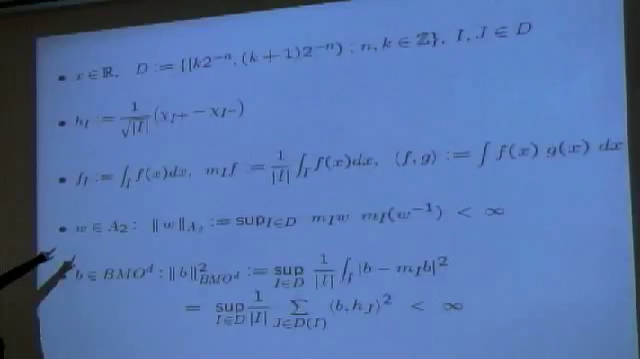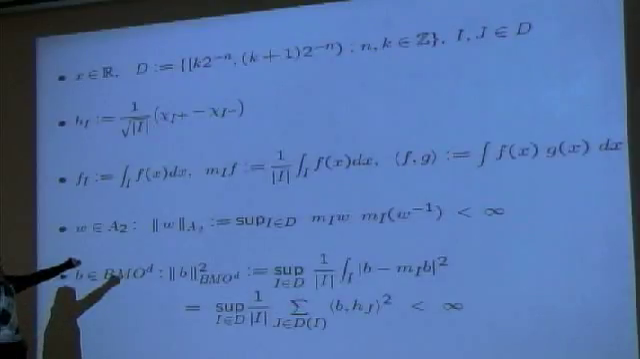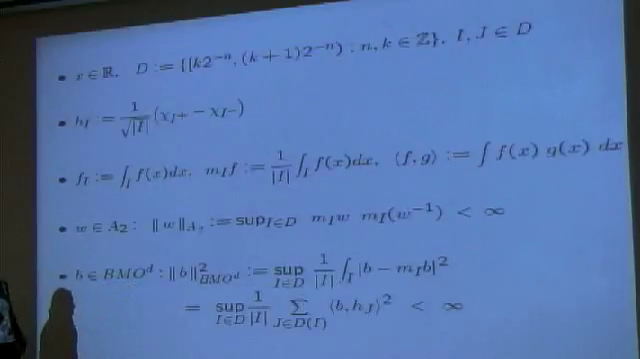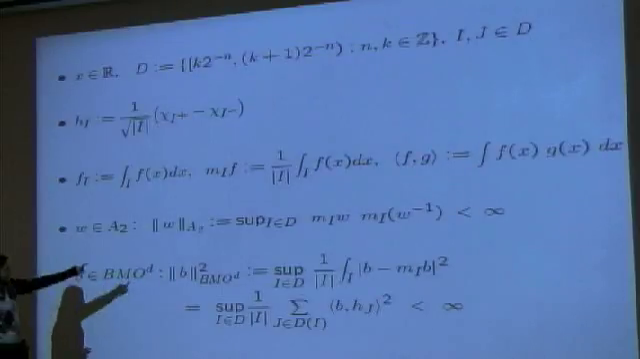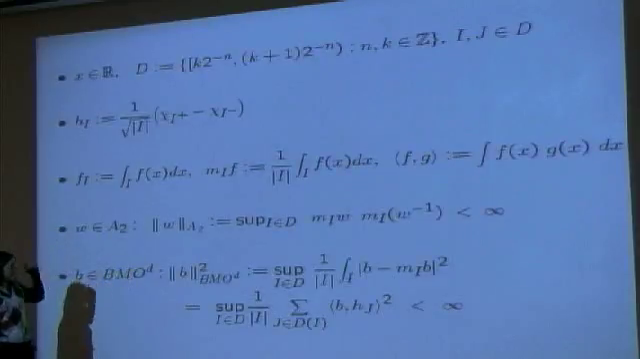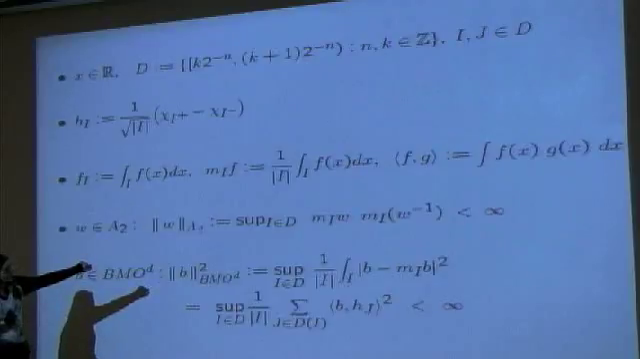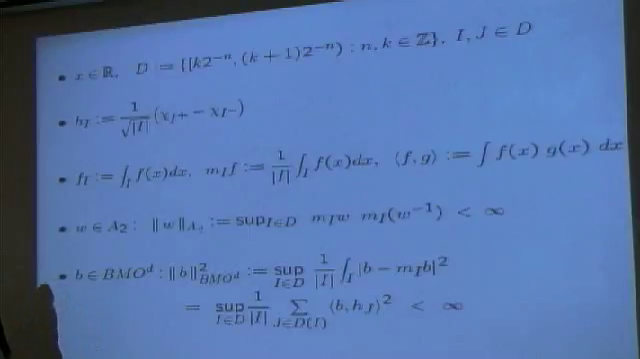the Muckenhoupt class, A2. We define the A2 constant of W as a supremum over all dyadic intervals. It's a dyadic A2. I missed the D, but I hope it's not so important. Supremum over all dyadic intervals of the average of W times the average of the W inverse. Notice that it's symmetric in the sense that the A2 constant of W is the same as the A2 constant of W inverse. Right, and I will need the dyadic BMO definition.